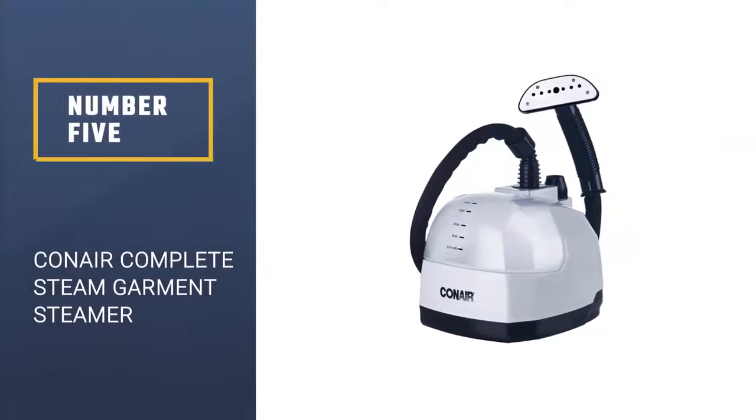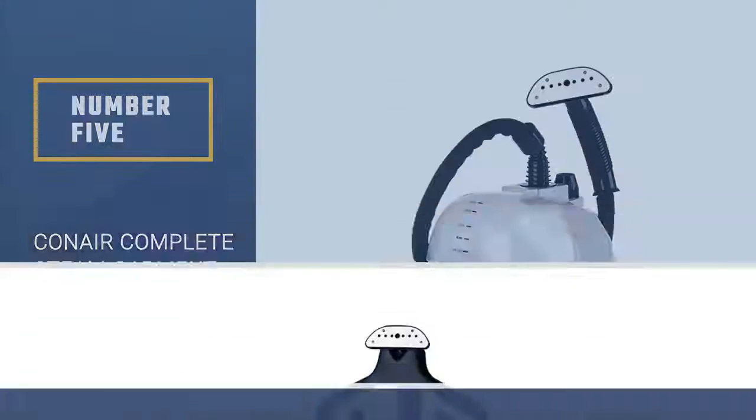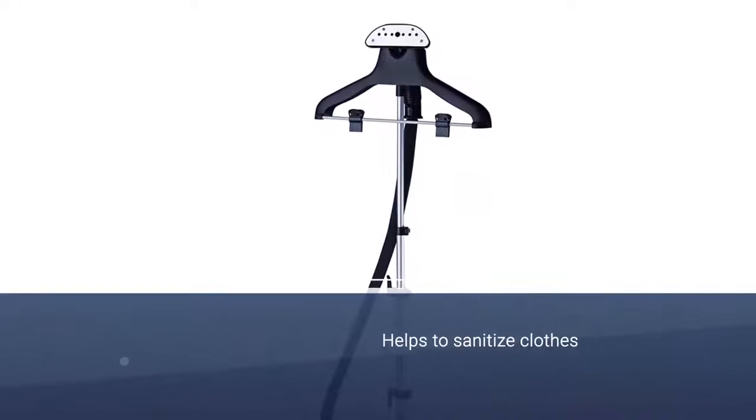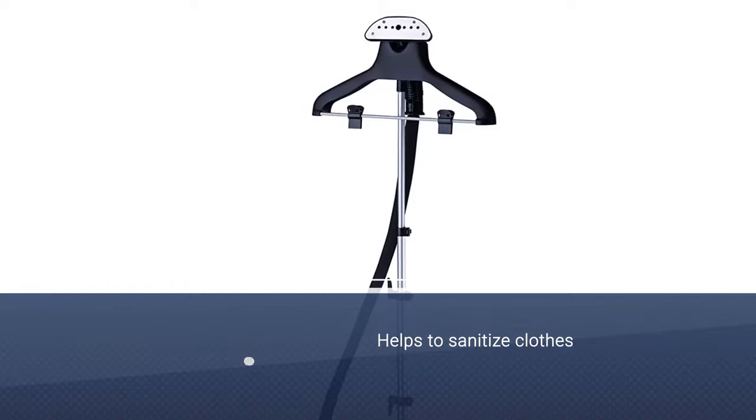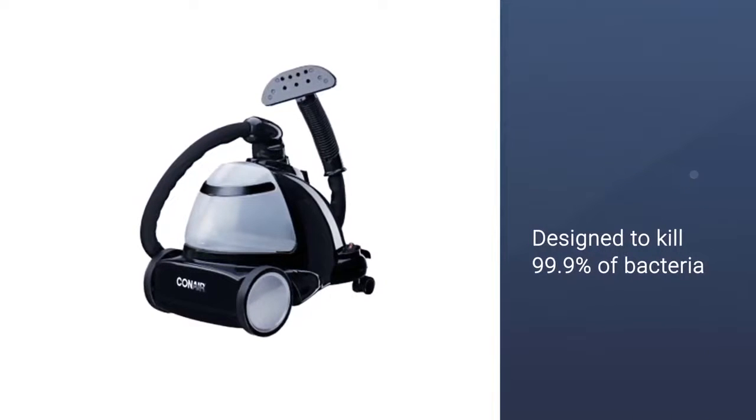Number 5. Conair Complete Steam Full-Size Garment Steamer. In addition to working as a garment steamer, the Conair Complete Steam can also help sanitize your clothes and fabrics. It is designed to kill 99.9% of bacteria, germs.